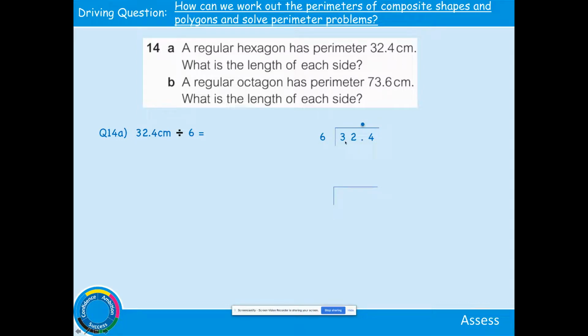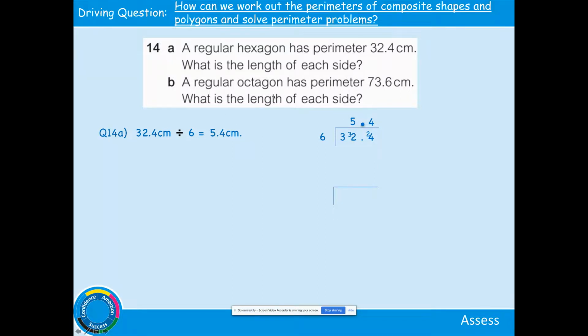So 6 into 3 doesn't go, so we attach that to the 2 next door. 6 into 32 goes 5 times, and there's a remainder of 2, so attach that to the next digit along. 6 into 24 goes 4 times. So our answer is 5.4 centimetres.